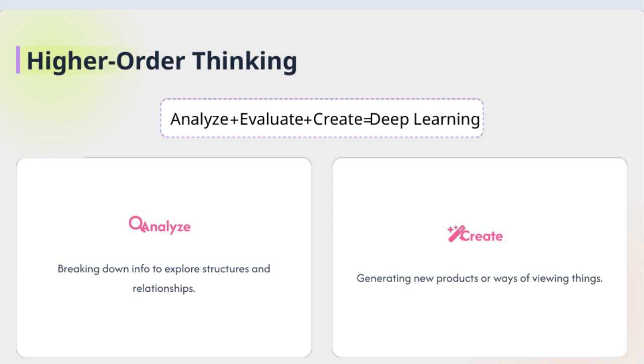Now, when we combine creating and analyzing, we get a powerful approach called deep learning. Think of deep learning as a cycle. It's creating new ideas, evaluating their effectiveness, and analyzing their underlying structures. This cycle encourages higher-order thinking, which means going beyond simple recall or understanding. It involves evaluating, synthesizing, and applying knowledge in new ways. So, in essence, developing new products or perspectives requires this dynamic process of creating, evaluating, and analyzing. It's about actively engaging with information on a deeper level to foster innovative solutions and new ways of thinking.